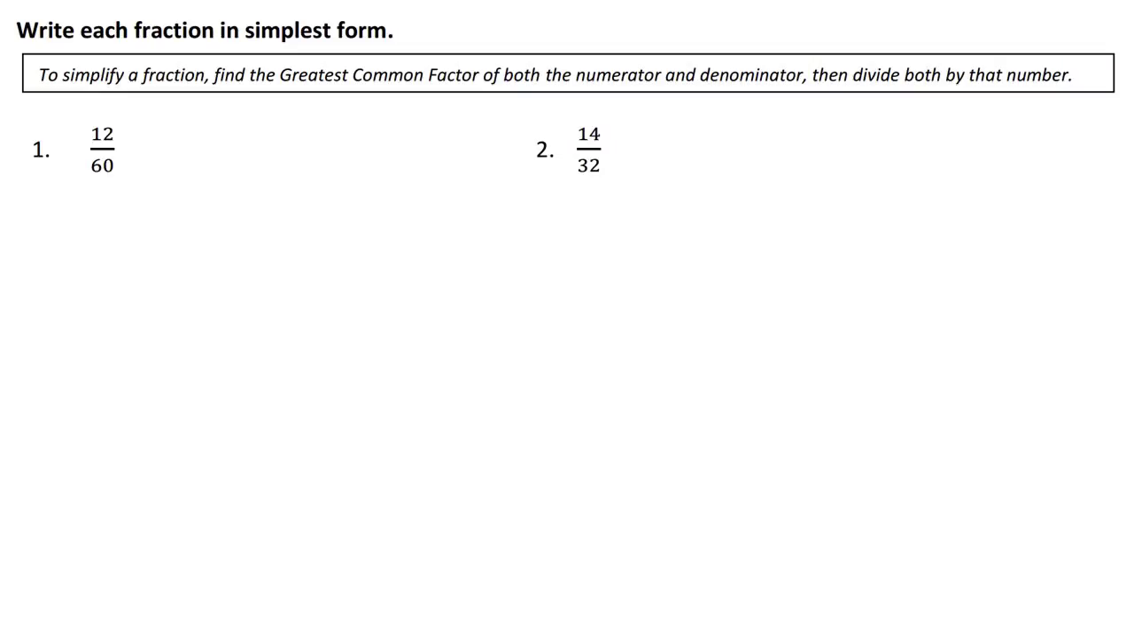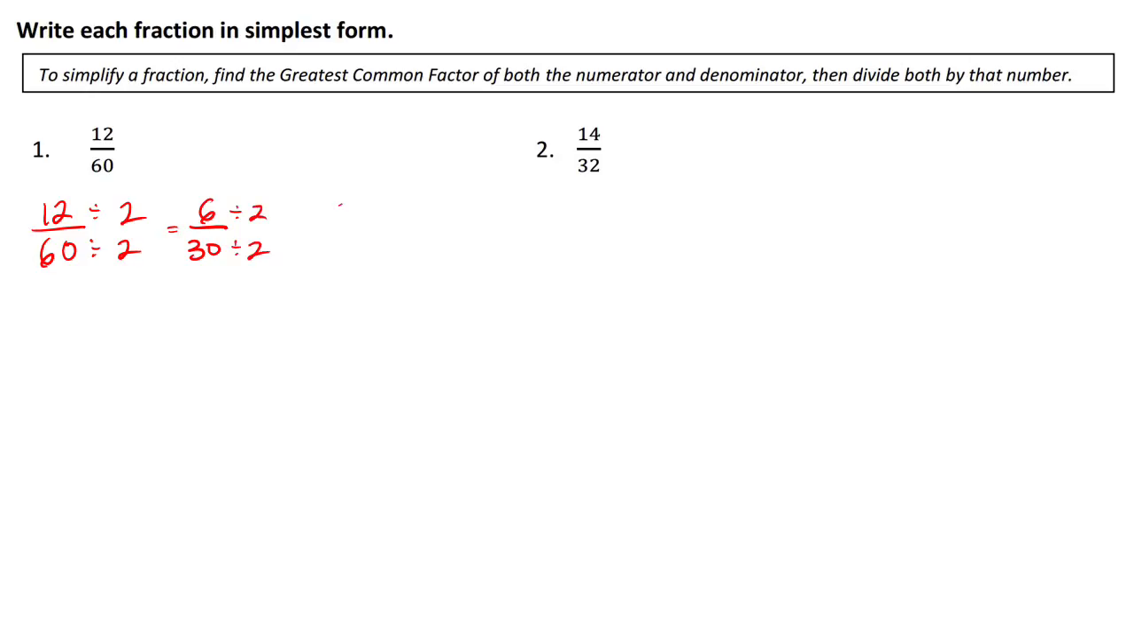So what we're going to do is simplify these fractions here. If you're stuck on what the greatest common factor is, we know that we could start by dividing by 2 because they're both even. When we do that, 12 divided by 2 is 6. 60 divided by 2 is 30. And you notice that these are both even numbers, so we can go ahead and keep dividing by 2.